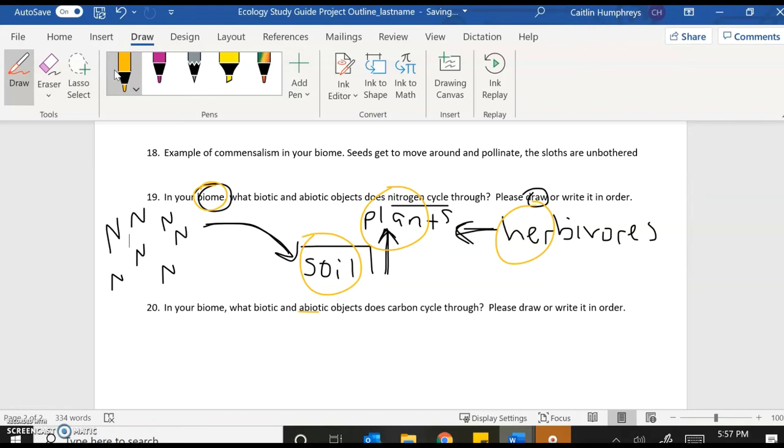So I would write here nutrient rich. Right here, I would draw and label a banana tree. And that's my tree. And then my herbivores here are going to be my sleuths, and I would draw or write sleuths here. So you have to have things specific to your biome. All right, last one.